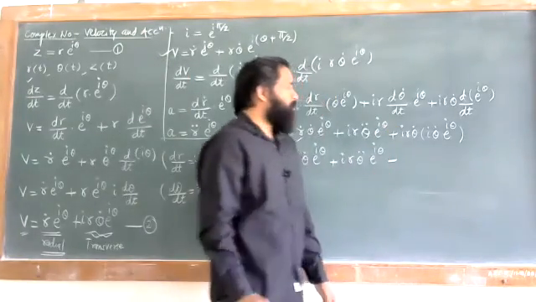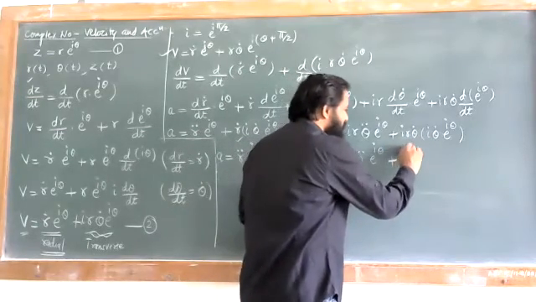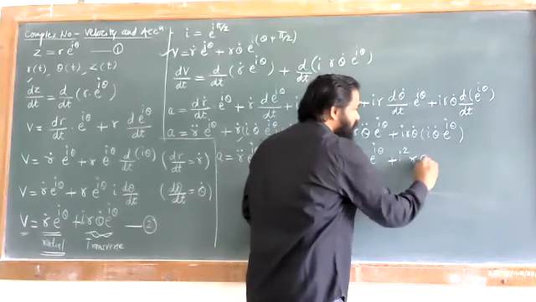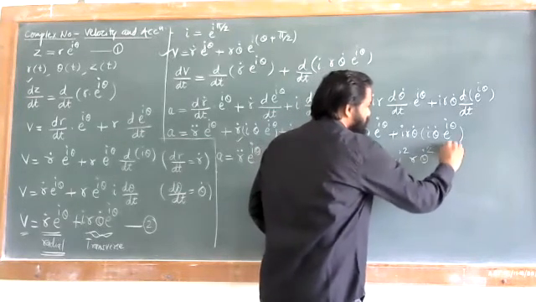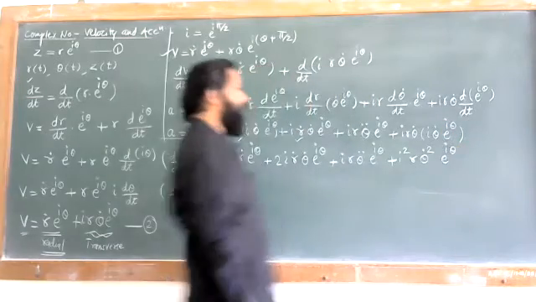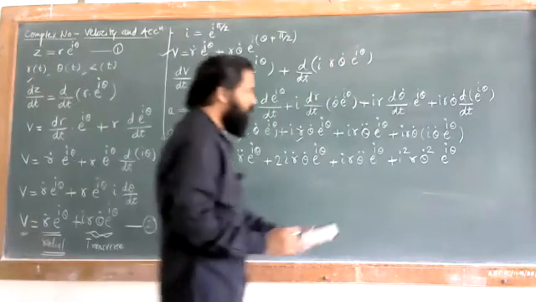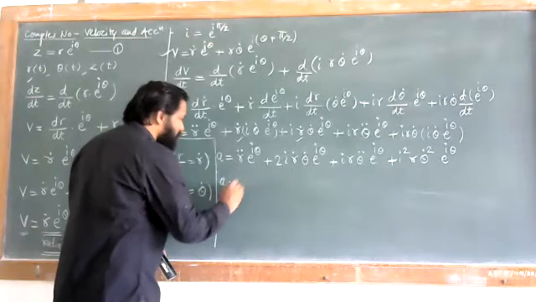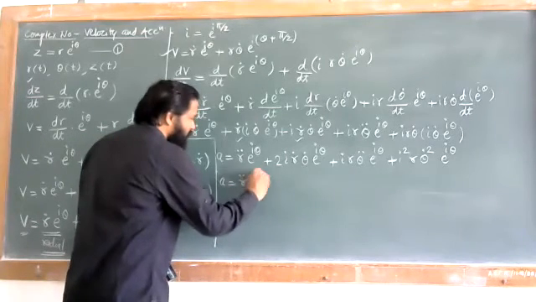Now look at this one. i into i, that is nothing but i square. r theta dot into theta dot, nothing but theta dot square into e raised to i theta. Now, what is the value of i square? The value of i square is nothing but minus 1. So I just change it, and I can write a is equal to r double dot into e raised to i theta.